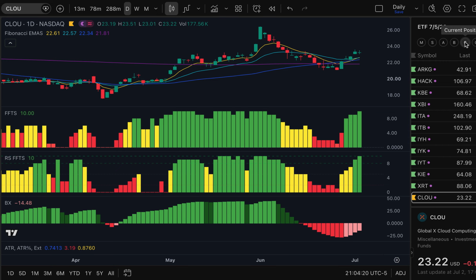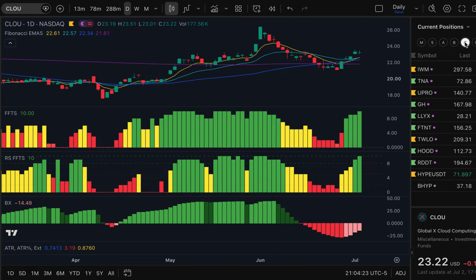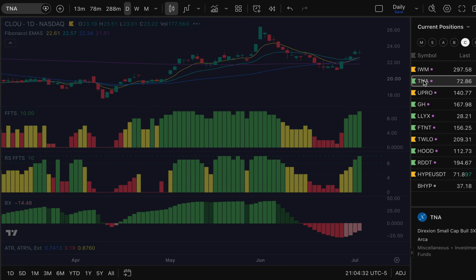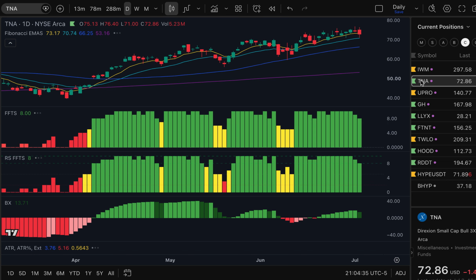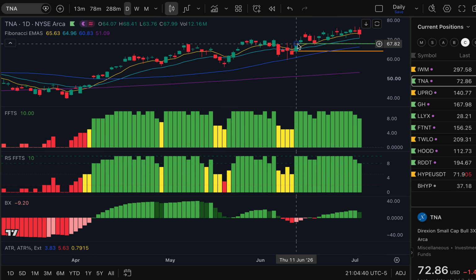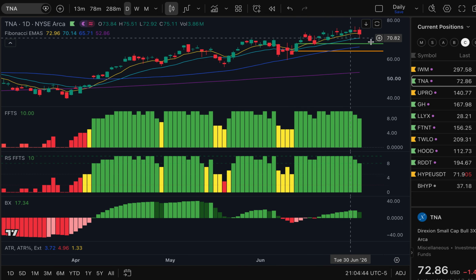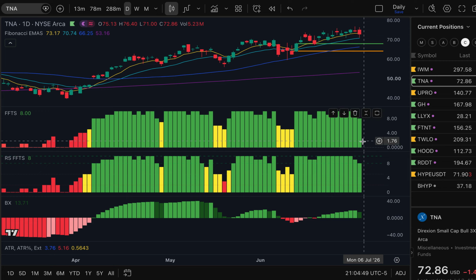And last, I'll show the things that I have a position in currently. I have the chart for IWM there. I'm trading TNA, triple leveraged Russell 2000. I entered back here on June 11th and have been holding it. I'm watching as the trend stack and relative strength trend stack dropped to 8, so I'll be keeping a close watch on this. Momentum still green, but possibly starting to fade.